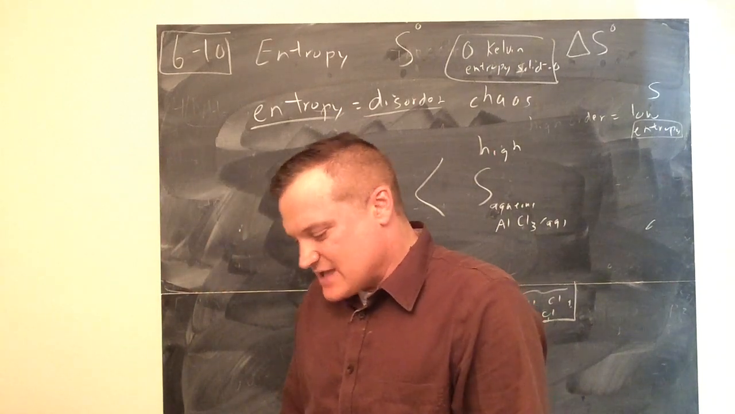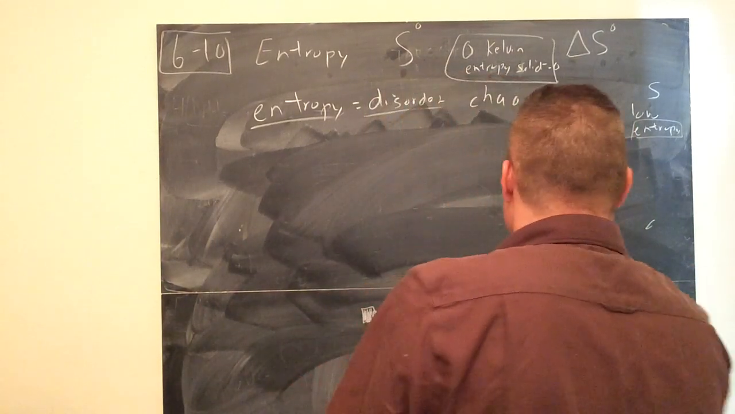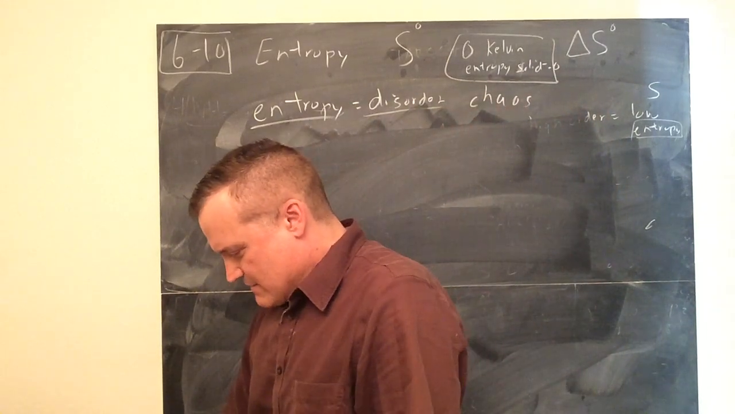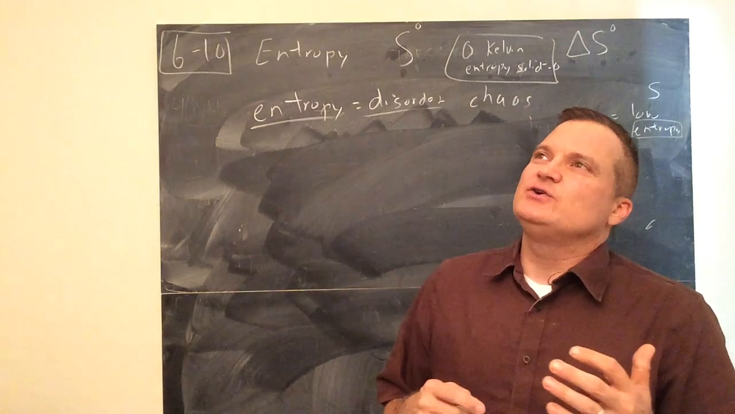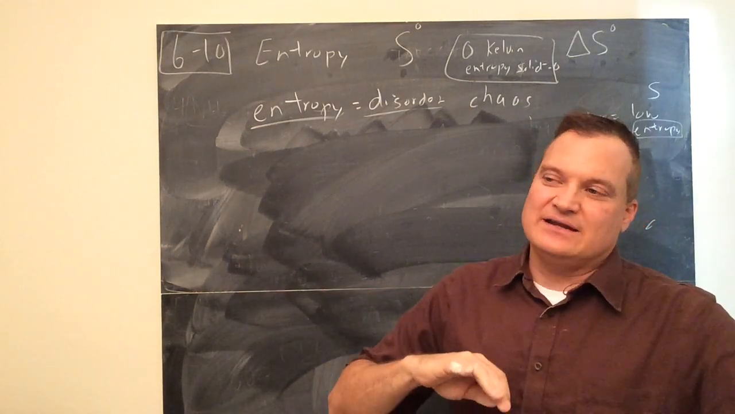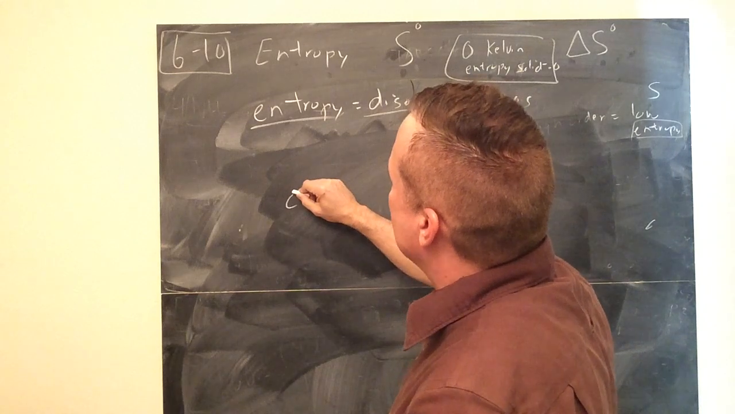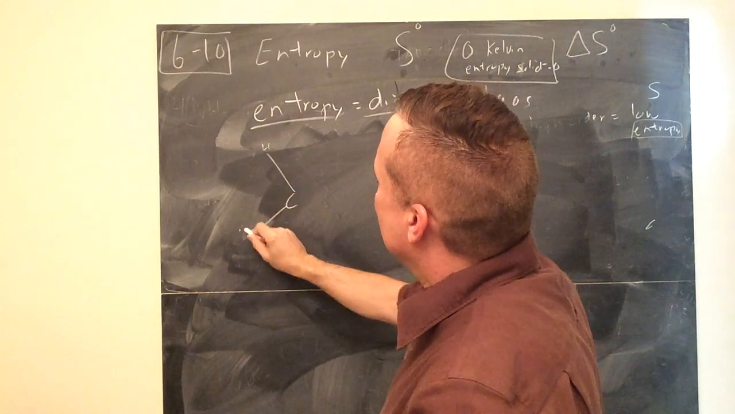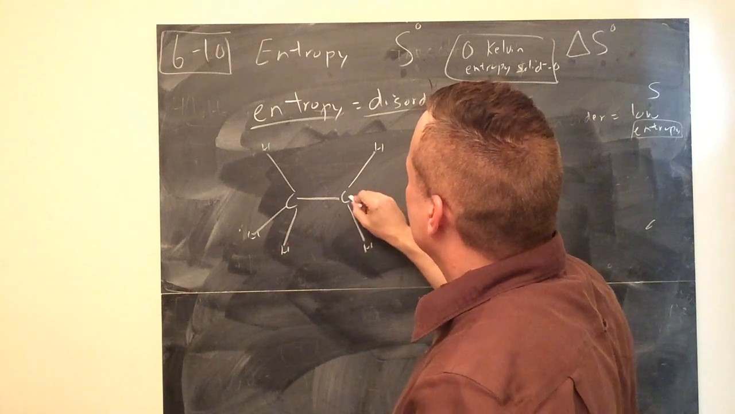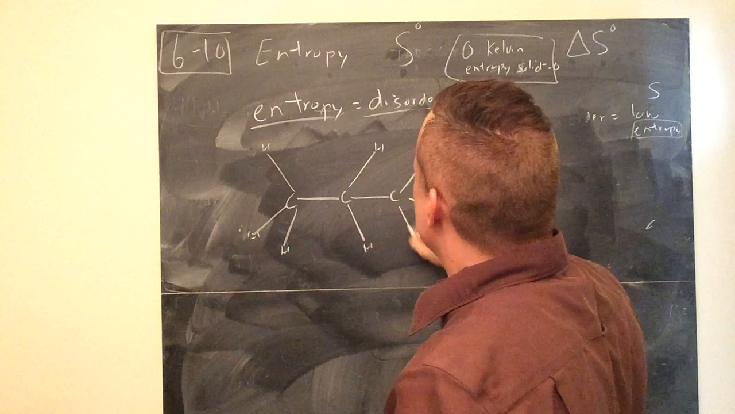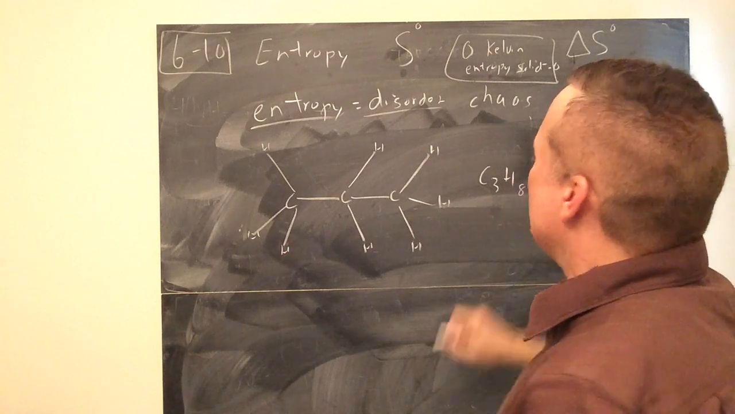The next one says size or complexity of molecules. Now, this is kind of a strange one. I usually like to show this with some organic molecules. But I'll just tell you that usually if a molecule is larger and has more atoms on it and the bonds can move around, it has more entropy. We'll get to this in another chapter. But for example, let's say you have a carbon and a hydrogen here and there, and another carbon, and a hydrogen here and there, another carbon, hydrogen there, there, and there. That would be C3H8, propane.